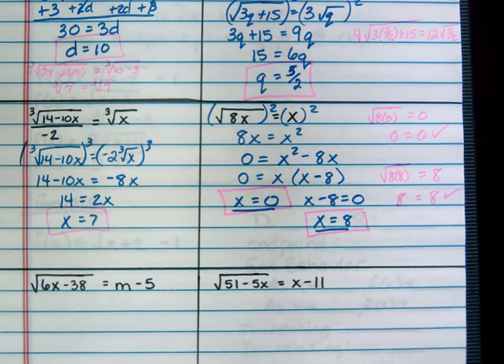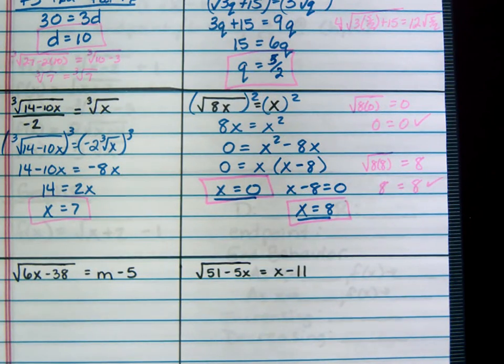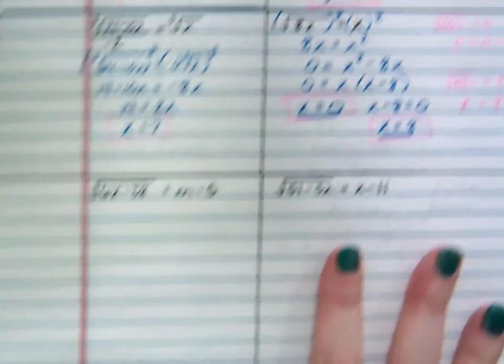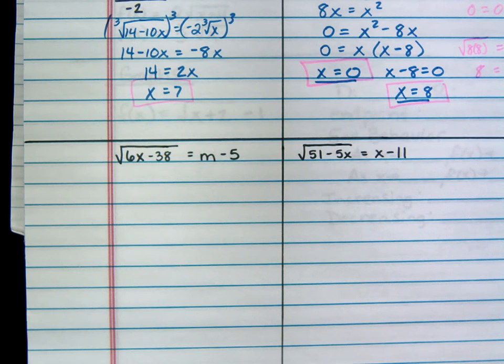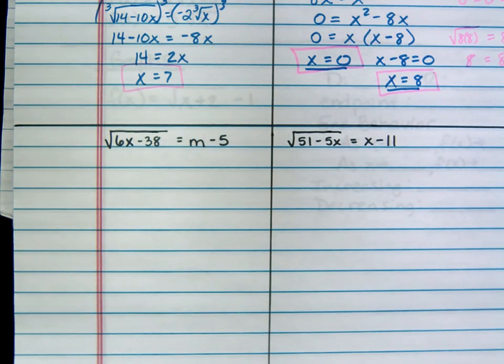You must check both solutions before you decide if there's no solution or just one solution. In this case, both of them worked. That doesn't always happen though. Let's look at a couple more.